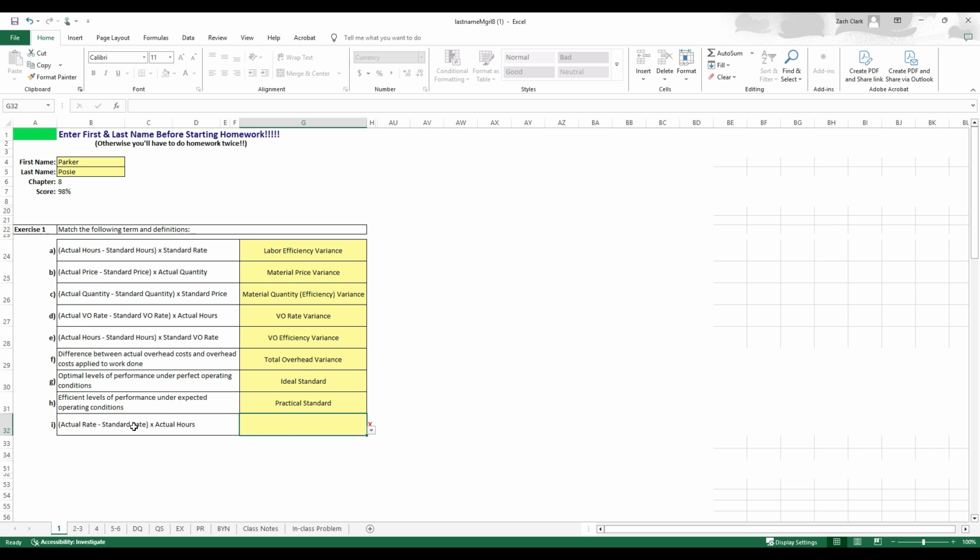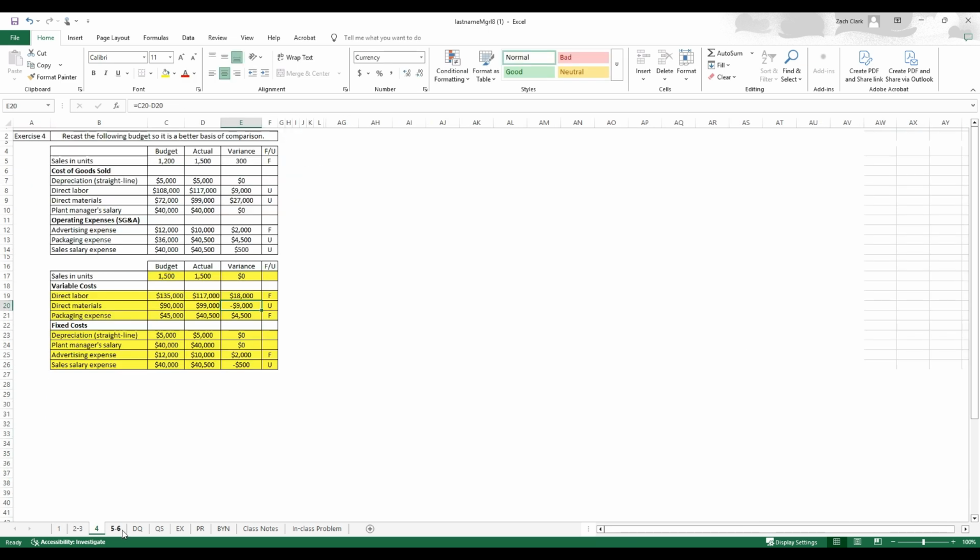And then the actual rate minus the standard rate is going to be times the actual hours. So here we're talking about hours and rates. So we're talking about labor, and this would be just the rate variance as opposed to the actual hours and the efficiency variance we noted up here. All right, I got 100%.